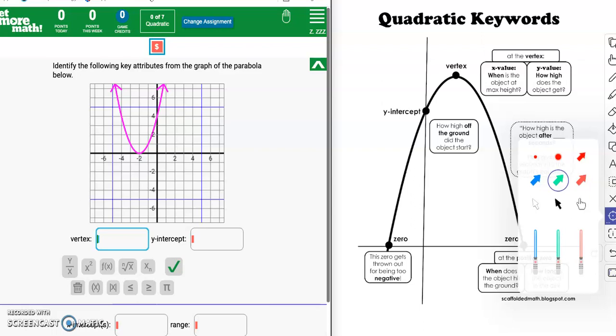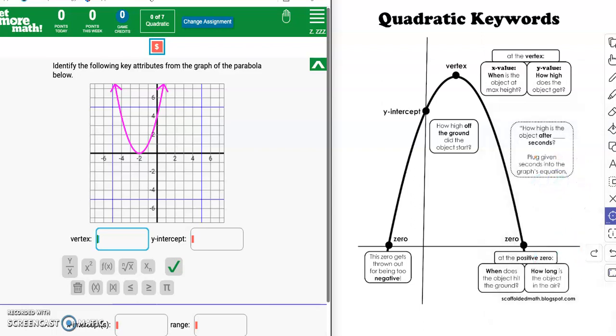We are going to look at some of the key points within Get More Math on quadratics. So to remind you, I have this parabola here. These critical points are all going to be extremely important in this unit.